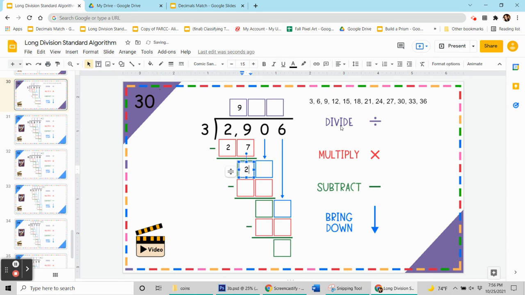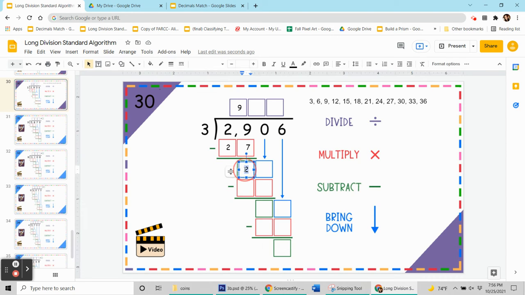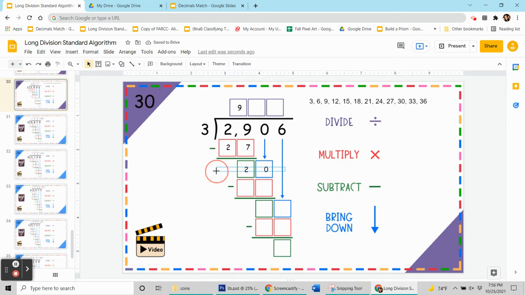And now we're ready to divide again, except we're not really, because you can't do 2 divided by 3. That's why this step exists. You bring down another number because you have a little bit left over, but it's not enough. So we bring down our 0, and now we actually have a number that's big enough to divide into. We're going to do 20 divided by 3.